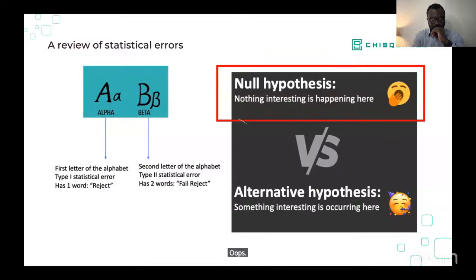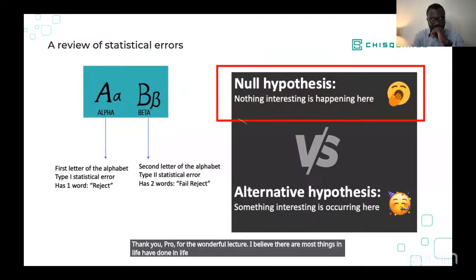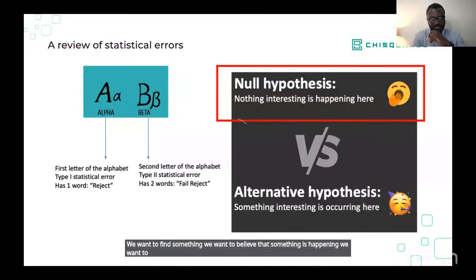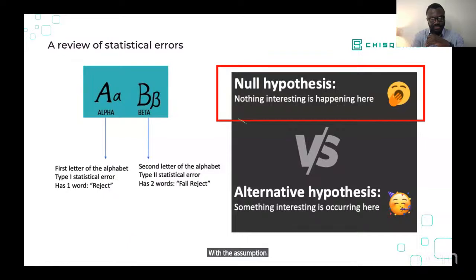Thank you, Prof, for the wonderful lecture. I believe that most things in life are done based on alternative hypotheses, because of the interest to go about things in the first place. We want to find something, we want to believe that something is happening, we want to pursue, we want to have, there's a motivation for doing things. So I believe that most things are done with the assumption that something interesting is occurring.